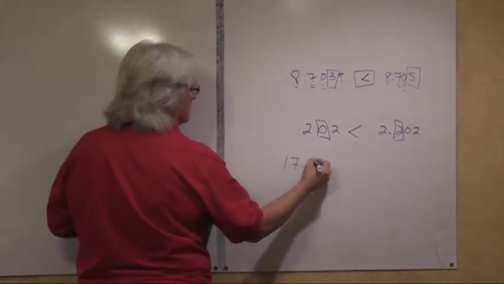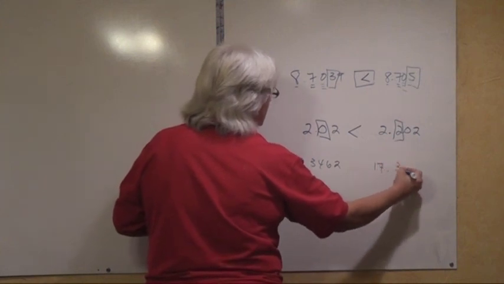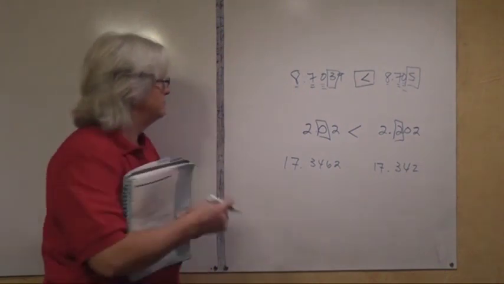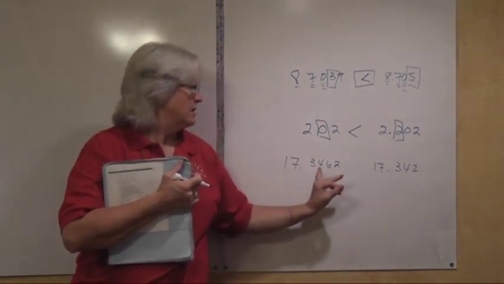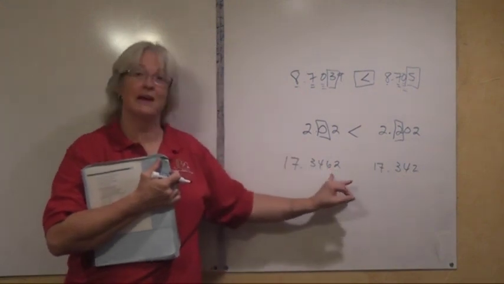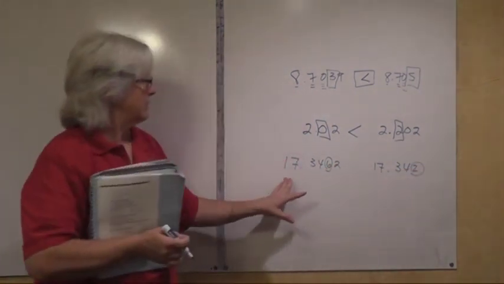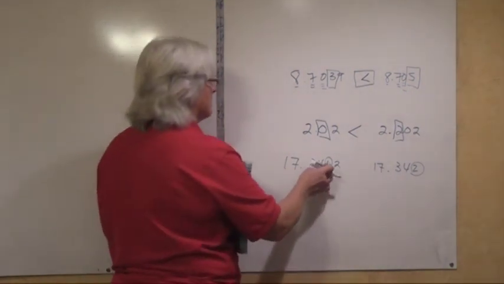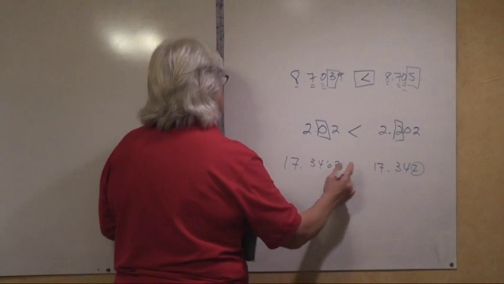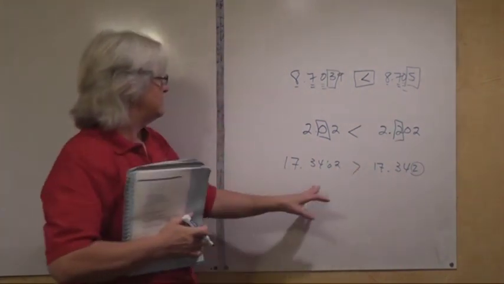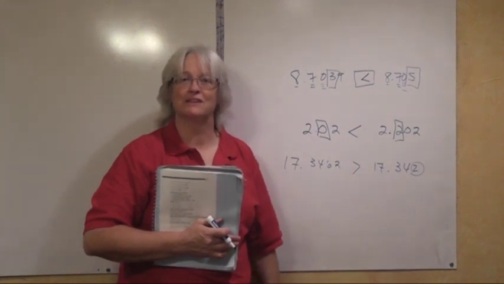What about 17.3462 and 17.342? Ones, 7. In the tenths we have 3. In the hundredths we have 4. Finally, in the thousandths we can compare. We have a 6 and a 2 that we're comparing. Because the 6 is greater than 2, this entire number, 17 and 3,462 ten thousandths, is greater than 17 and 342 thousandths. Just practice with these. That's the end of this section, and I'll see you next time.